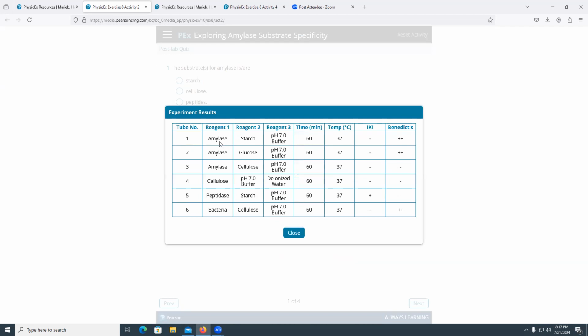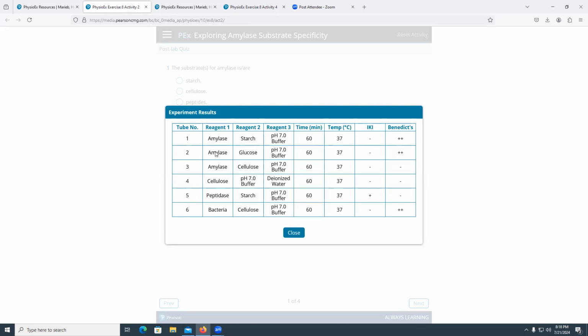So in tube 1, we had amylase, that is our enzyme, and starch. And that is the optimal pH. So in the optimal pH, you'll have a full reaction where reactant starch is going to be converted into product reducing sugars, maltose, maltotriose, and glucose. And the temperature is optimal, the pH is optimal. So that is a perfect result. I have no IKI color, which means all or most of my reactants have been converted into products. So that's perfect, number 1.